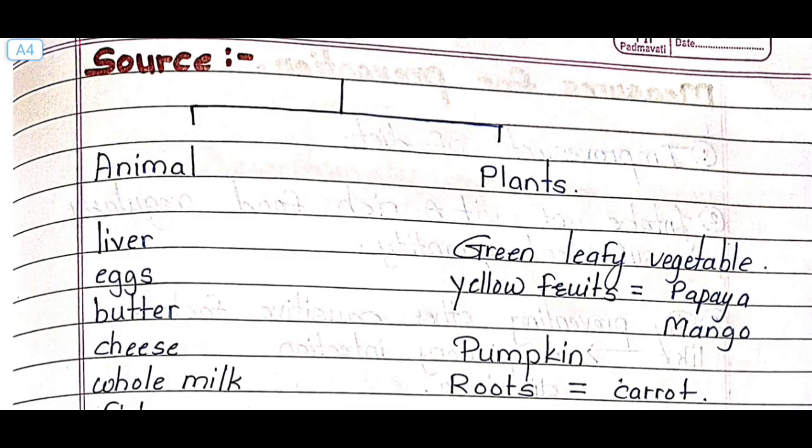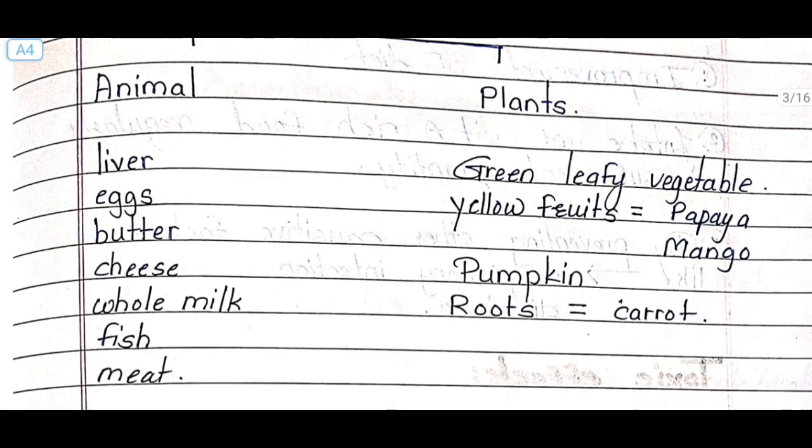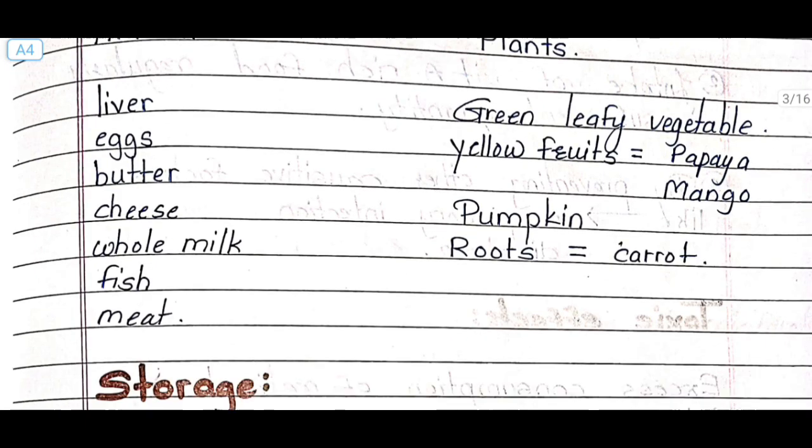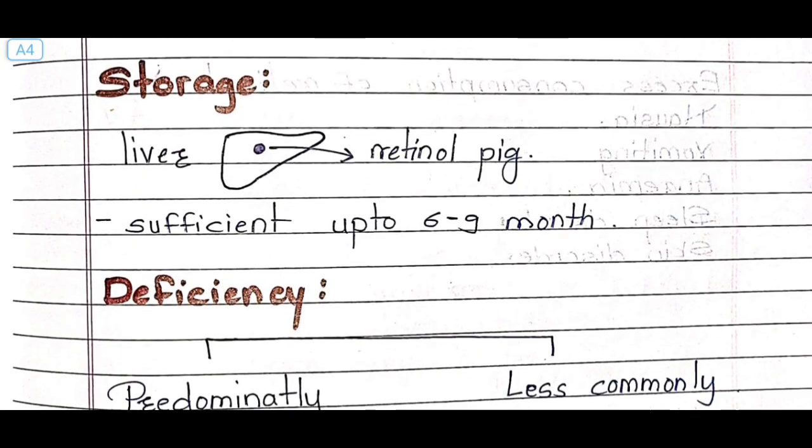Animal sources are liver, eggs, butter, cheese, whole milk, fish, meat. Plant sources are green leafy vegetables, yellow fruits like papaya, mango, then pumpkin and roots like carrot. Storage: it is stored in the liver, and in the liver the secretion of retinal pigment is done. The amount of pigment is sufficient for up to 6 to 9 months easily.